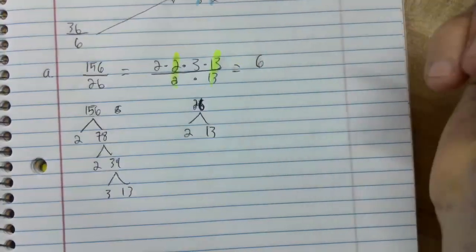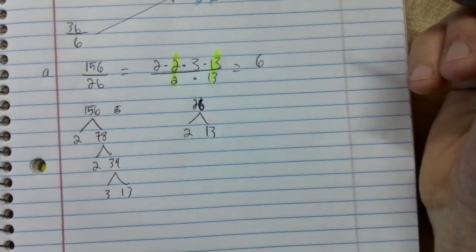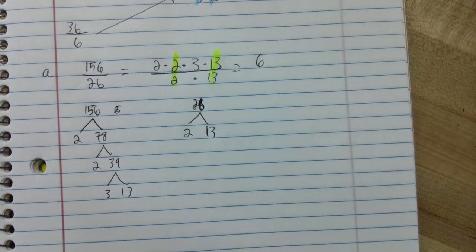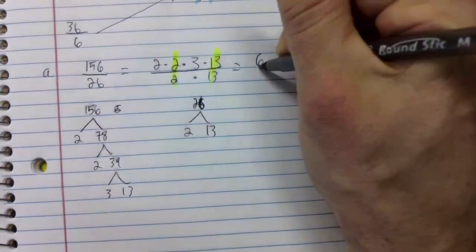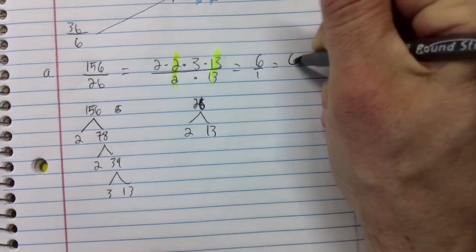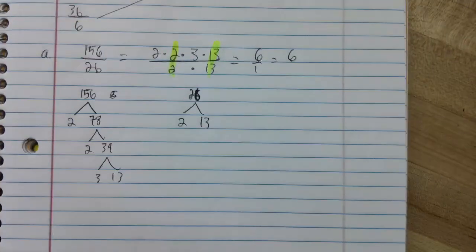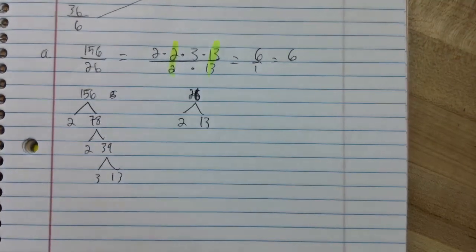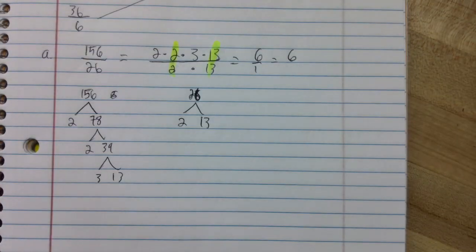So what's the answer to that? 6. 6 over 1. Everything canceled out, so it's not 0, it would be a 1. And 6 over 1 is the same thing as just 6. So the only new skill here from 65 is let's use it to reduce a fraction.